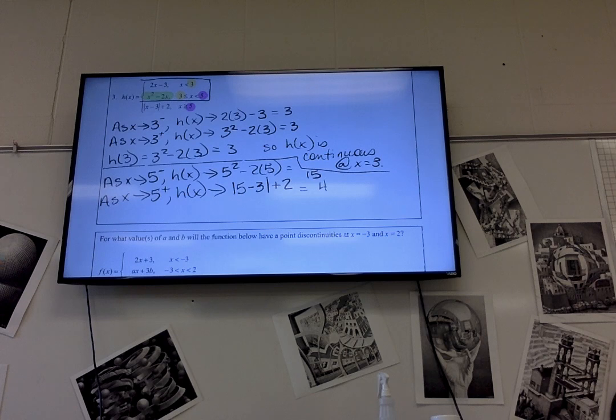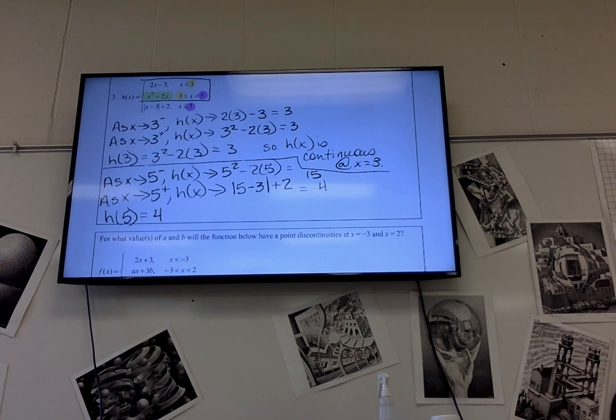It really doesn't matter, but I'm still going to find out what is h of 5. Do we have h of 5? It's the absolute value one. Why? Because it's greater than or equal to, it's got the line under it. So h of 5 is also 4.